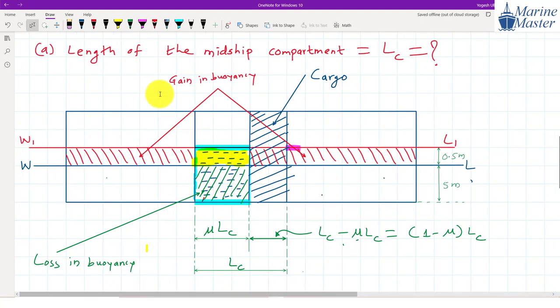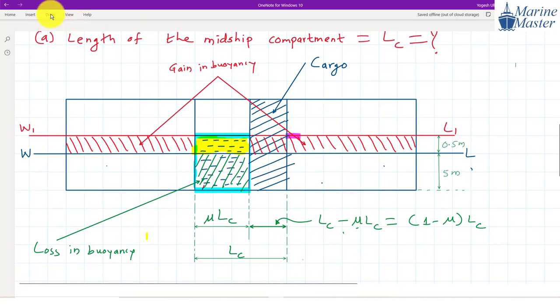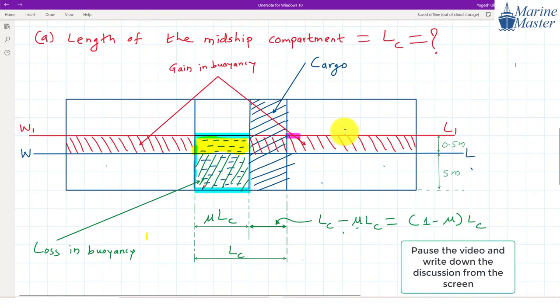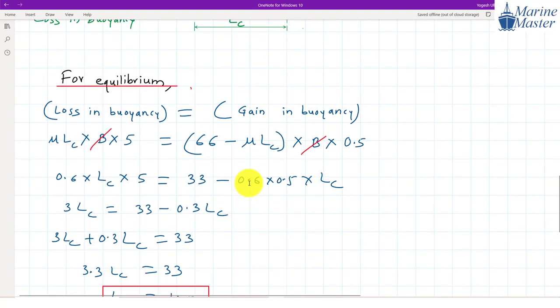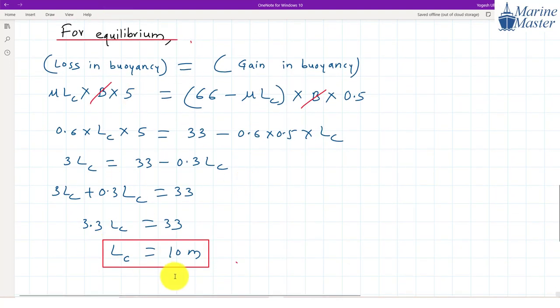So before going further, please everyone draw this figure first of all, and then after this drawing, write down this discussion.